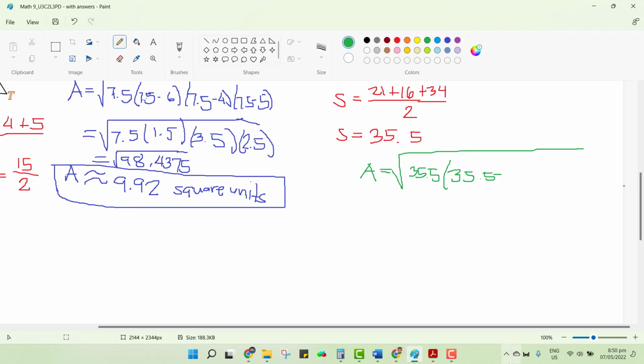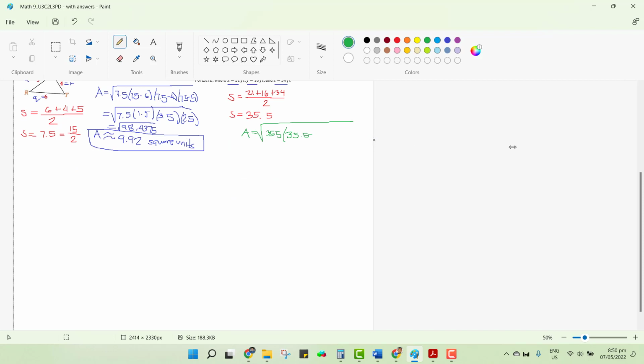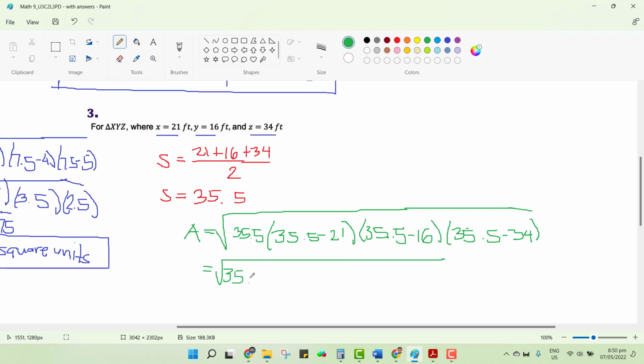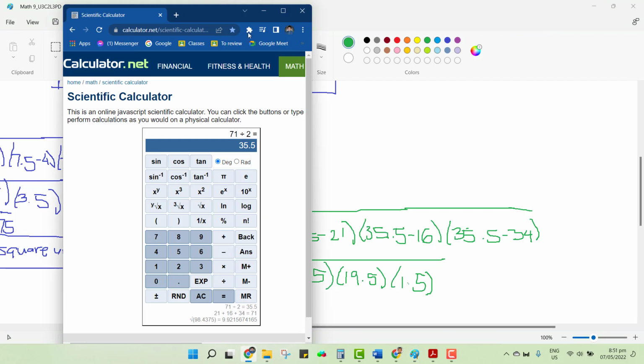35.5 minus, this might be too short, so let me increase this for a while. I have plenty of space at the bottom, but in a horizontal perspective, it might not fit. So 35.5 minus 21. You have 35.5 minus 16. Sorry, 16. You have 35.5 minus 34. Right? So you have here the root of 35.5, then times 14.5. We are going to check it later if we are not too sure about it. You have 19.5 and you have here 1.5. Again, if you're not too sure about it, you can always check your processes.